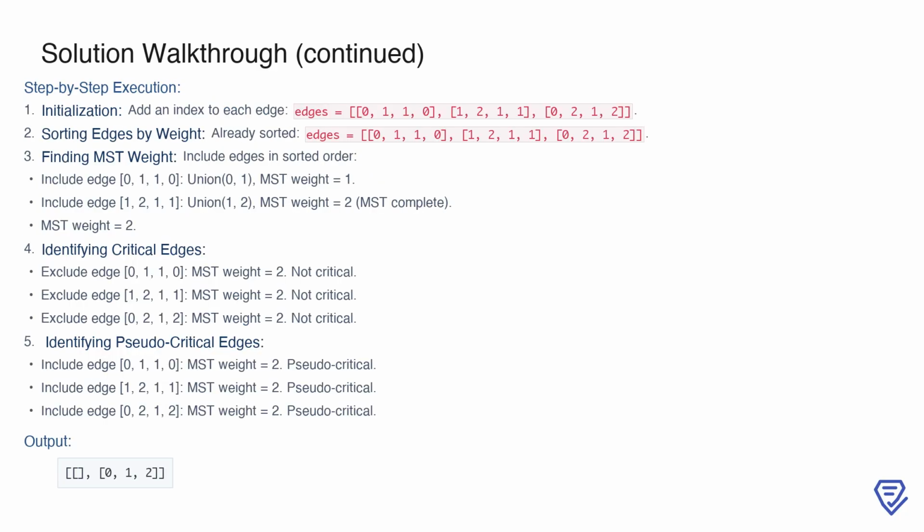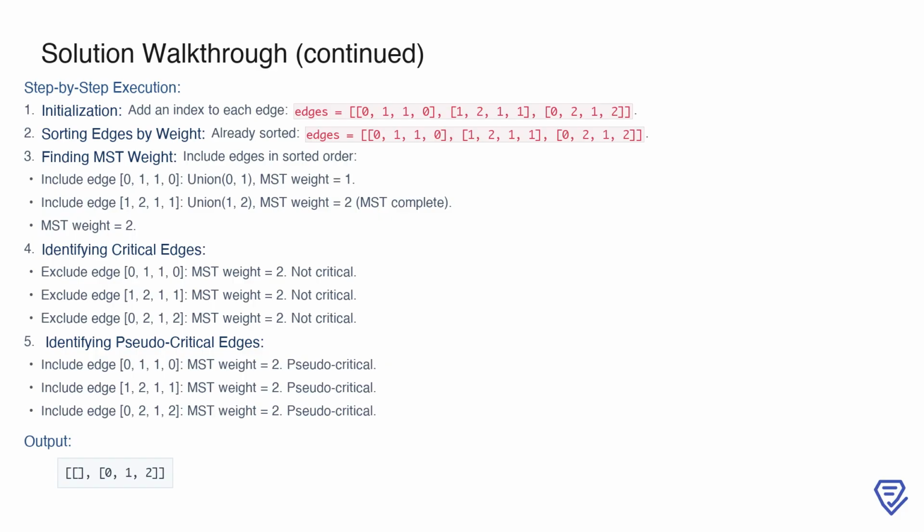Now, let's consider the second example with 3 nodes and the given edges. We begin by appending indices to each edge for tracking, which results in a modified edge list. Since all edges have the same weight, the edges are already sorted. Using Kruskal's algorithm, we build the MST by including edges in order. The first edge connects nodes 0 and 1 with a weight of 1, so we union these nodes, and the MST weight becomes 1. The next edge connects nodes 1 and 2 with a weight of 1, completing the MST with a total weight of 2.